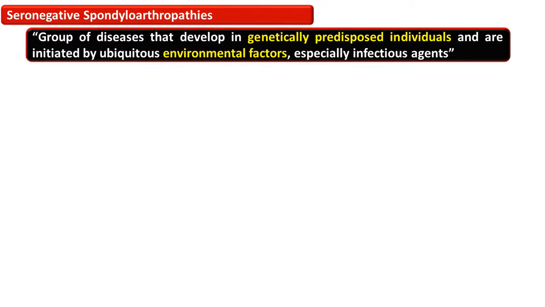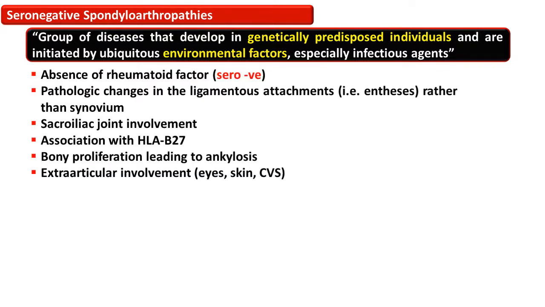Seronegative spondyloarthropathies are a group of diseases that develop in a genetically predisposed host and are initiated by ubiquitous environmental factors, especially infectious agents. The characteristic of these arthropathies is the absence of rheumatoid factor, hence these are termed seronegative. The pathological changes are mainly in the ligamentous attachment rather than the synovium.